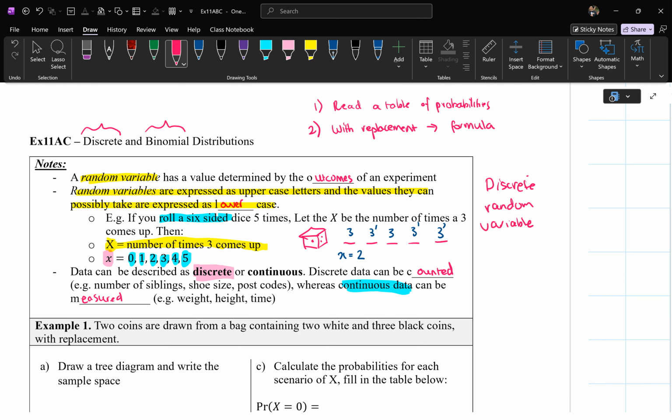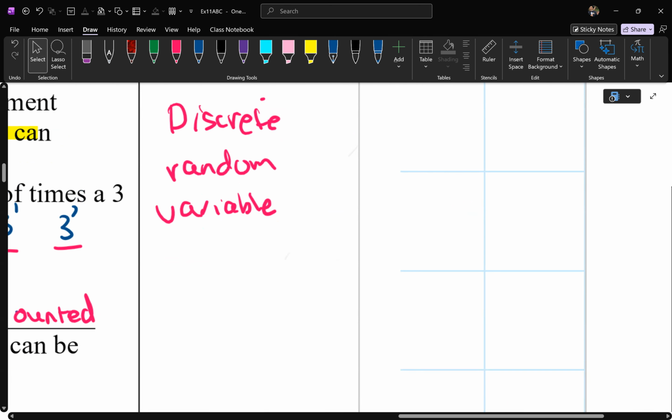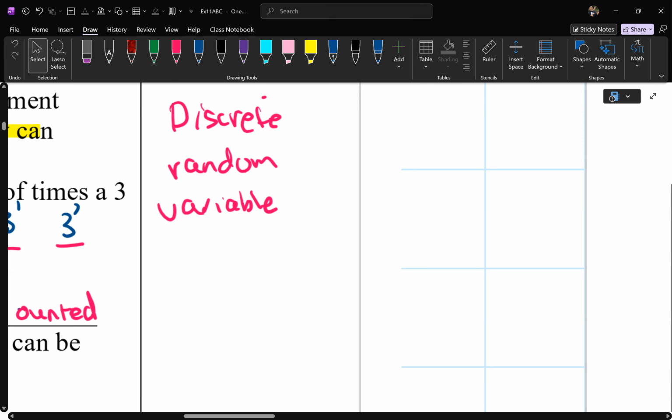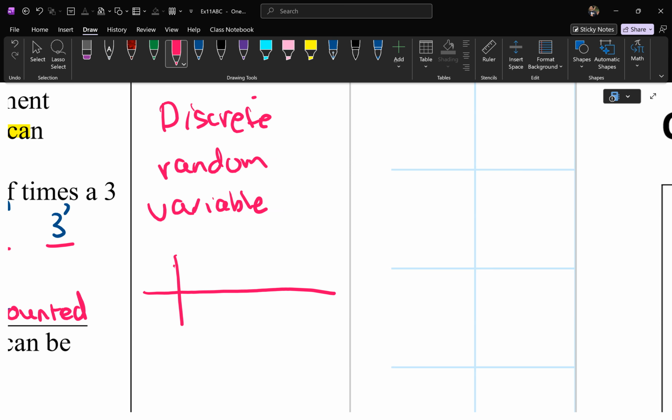So what's the first bit to understand? This is all you need to understand. So I said you just need to read a table, right? Capital X represents, in this case, 0 getting out of 5 trials of 5 rolls, I get 0 threes, 1 3, 2 threes, 3 threes, 4 threes, or 5 threes. The next notation, this is where students get confused, and hopefully I've explained it well enough to you for you to understand this bit.